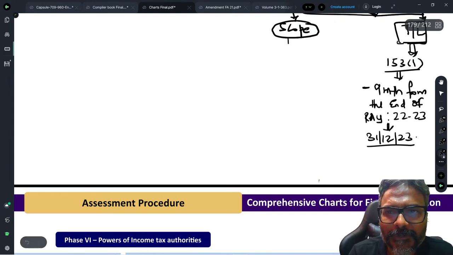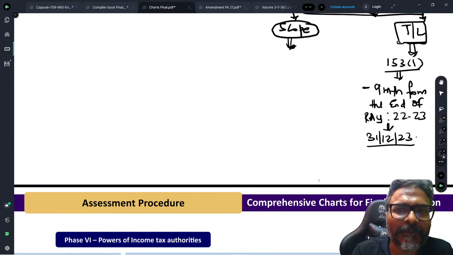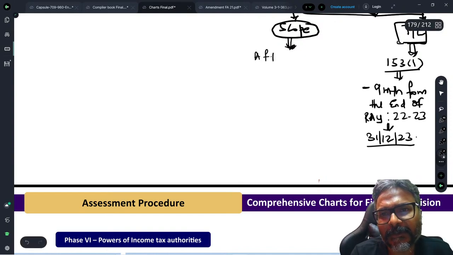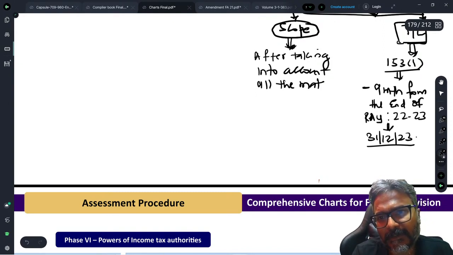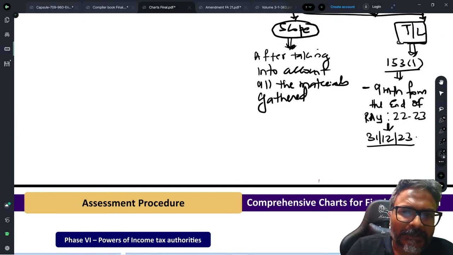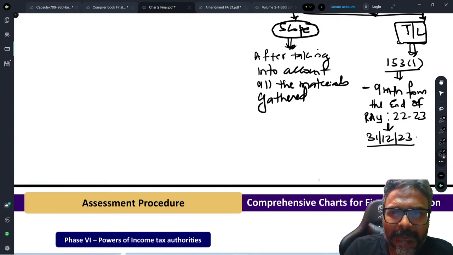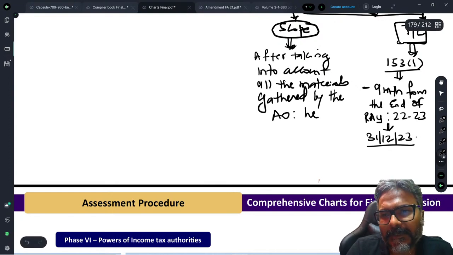How about the scope, students, in this case? So far as the scope is concerned, what we all say, after taking into account the order, after taking into account all the materials which is gathered by the AO, he shall pass the order. He shall pass the order.